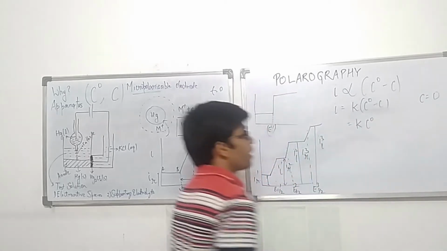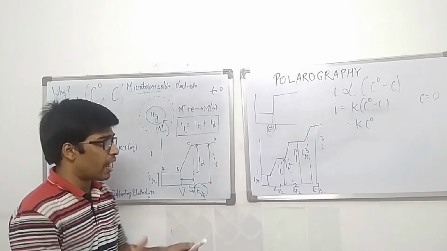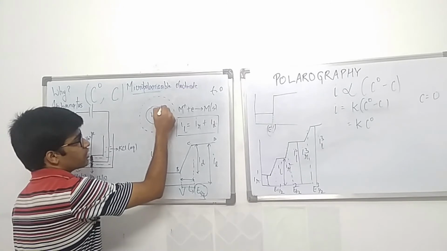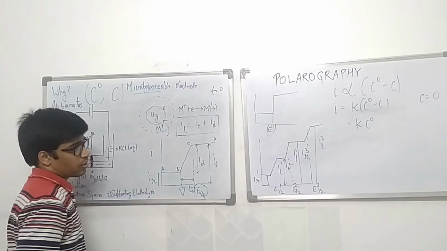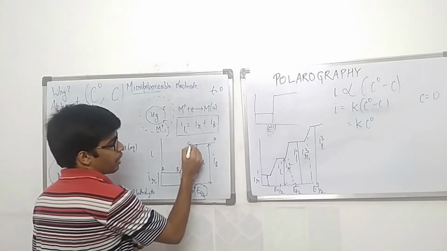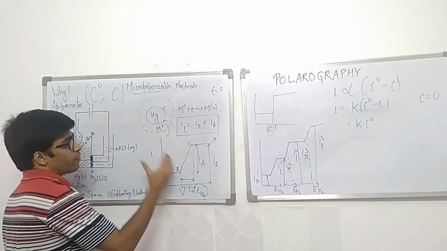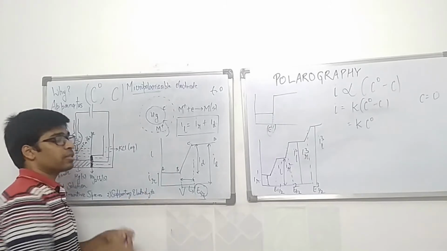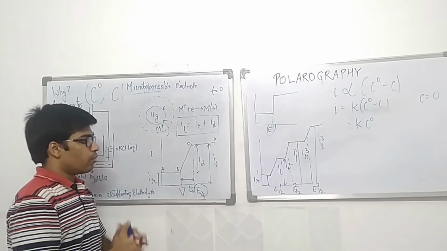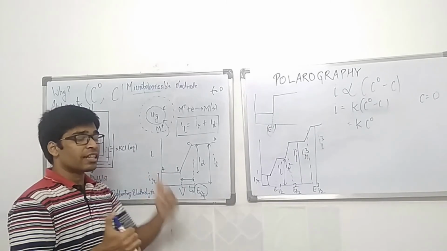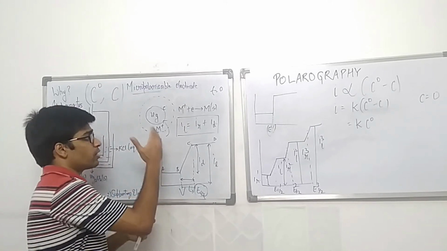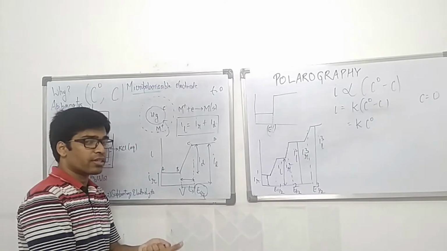Why is C 0? If I increase the potential to a very high amount, C is the concentration of ions on the surface. So if I keep on increasing, as I told you, at this point the time is 0. That means for 0 amount of time, the ion stays on the surface. That means there is no longer residence or longer staying of the ion on the surface. In that case, the concentration of ion on the surface becomes 0.